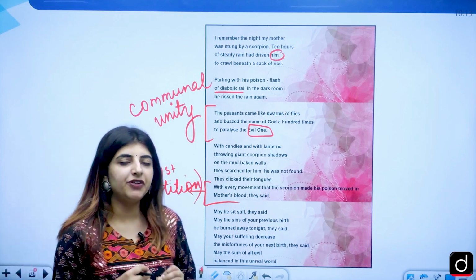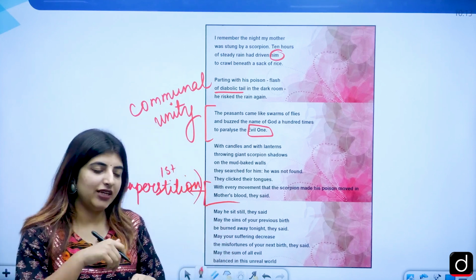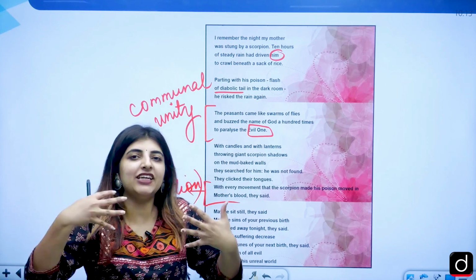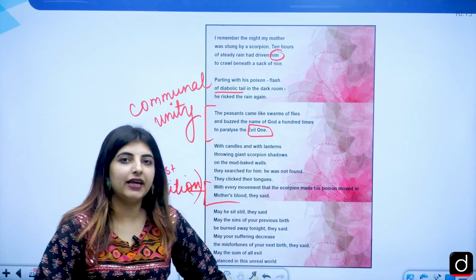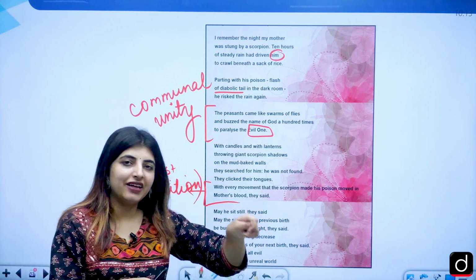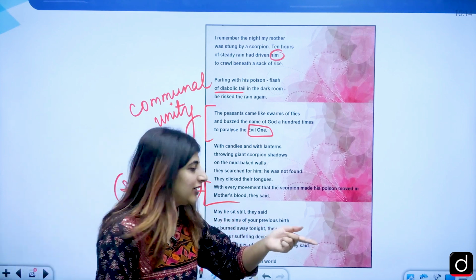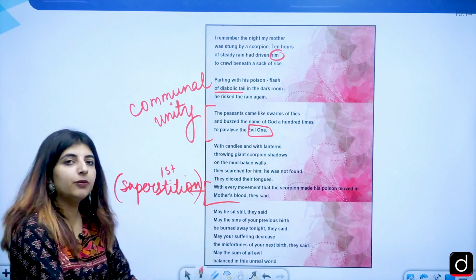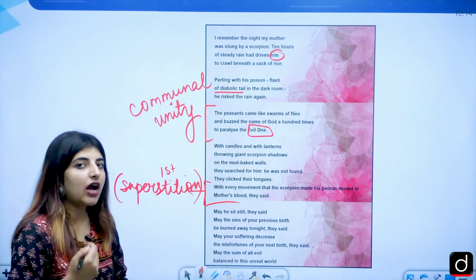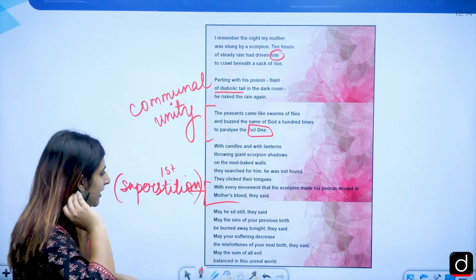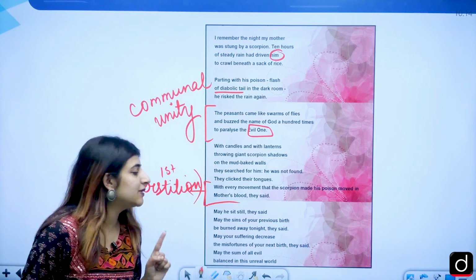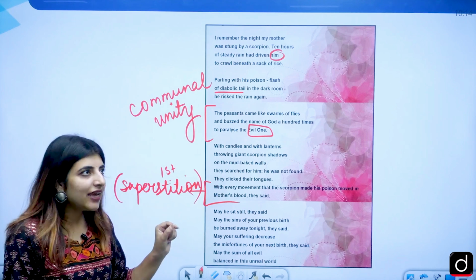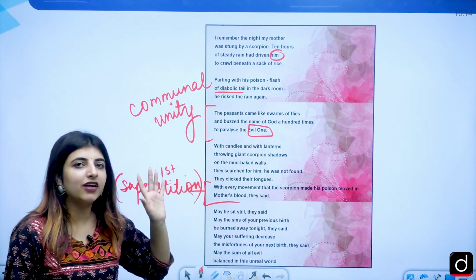It is said that when you are bitten by a scorpion, जैसे जैसे it keeps on moving, the poison keeps on getting into your body properly, like the entire body. So उसको मार देना होता है, baby. That's a superstition which is there. May he sit still, they said, so that the poison cannot reach out in the mother's body entirely. May the sins of your previous birth be burned away tonight, they said. So they were saying that ये आपके पापों के कर्मों की सजा है, right?